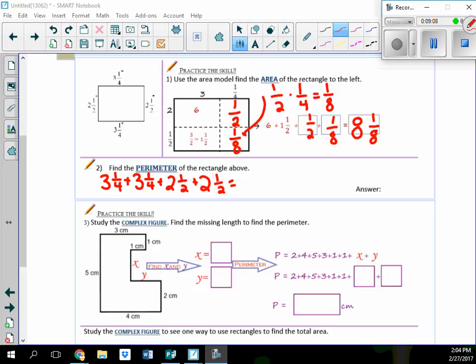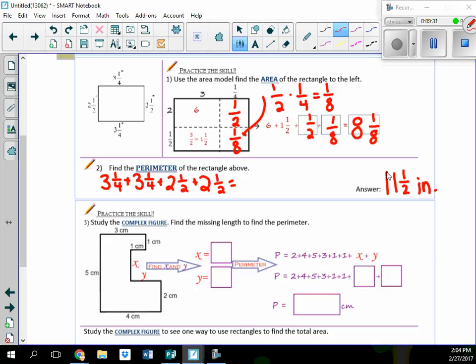Yes, 11.5. Good for you guys. Oh, wait, hold on. 11.5 what? Not centimeters. Inches. Okay, these two lines up here, where it kind of looks like an apostrophe, that means inches.